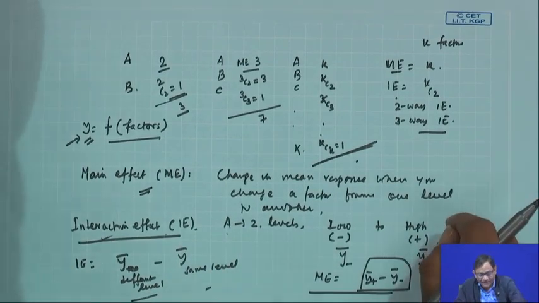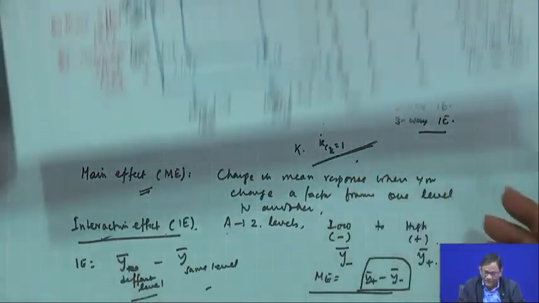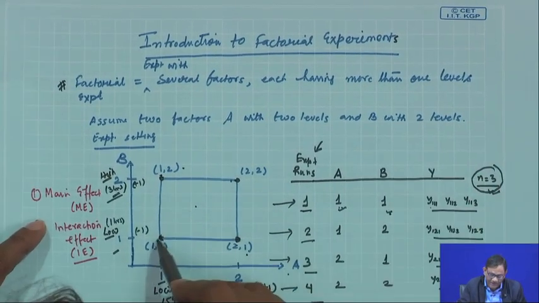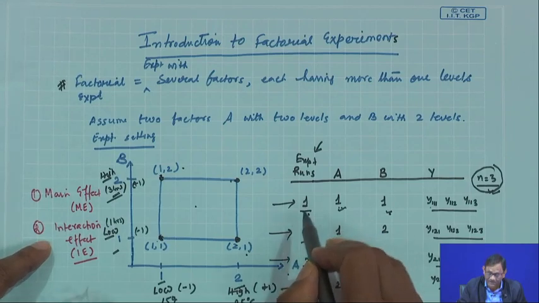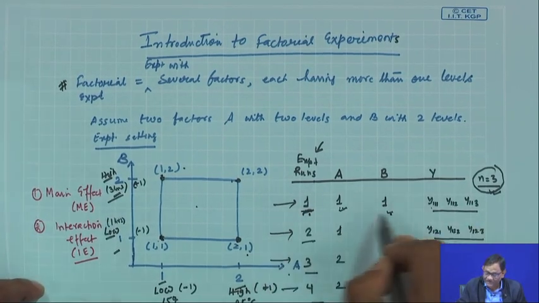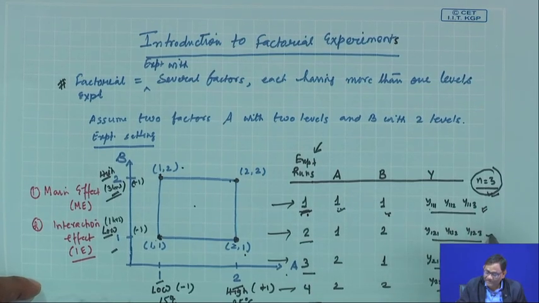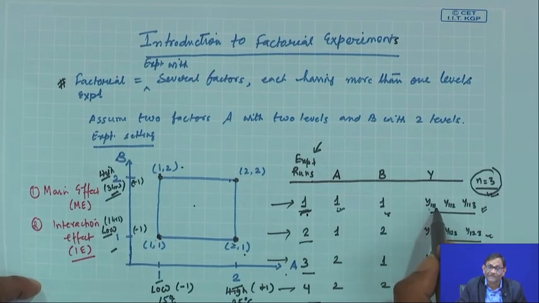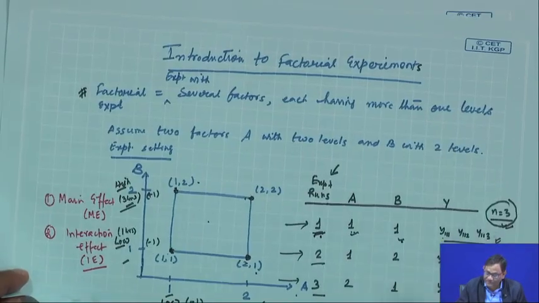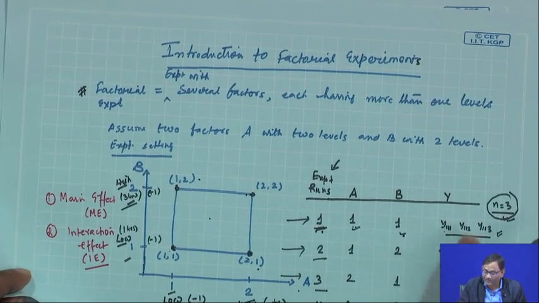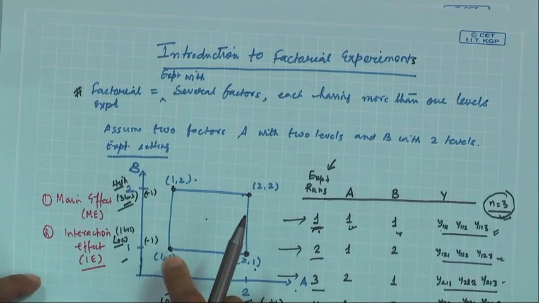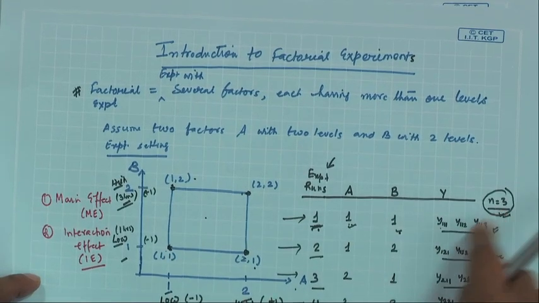In addition to this, please remember that replication will also be there in each experimental run or experimental setting. For every treatment combination there will be different replicated experiments. So, in that case you will be having more than one y value at each experimental setting or at each treatment combination, you will be having n number of values.